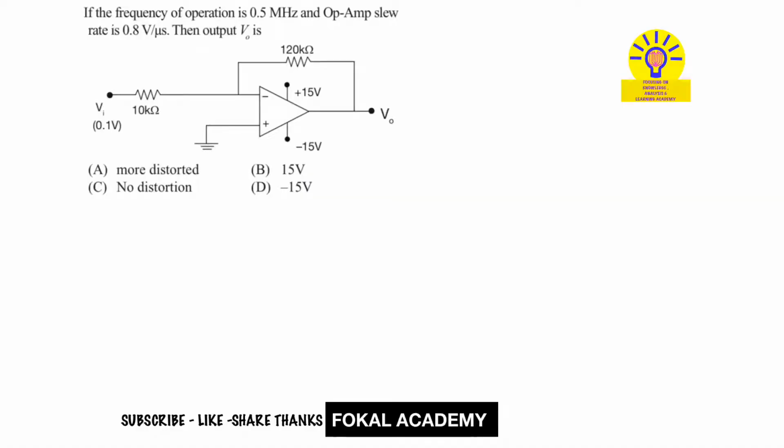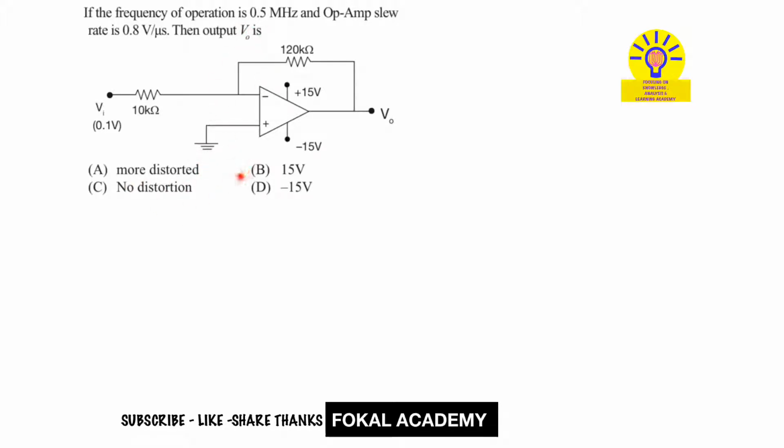See here, this is a very important problem in op-amps. If the frequency of operation is 0.5 megahertz and the op-amp slew rate is 0.8 volts per microsecond, then what is the output? Is it more distorted, no distortion, or 15 volts or minus 15 volts? For every op-amp there is a maximum frequency. If the operation crosses the maximum frequency, then the output voltage is more distorted. If it is less than the maximum frequency, there is no distortion in the output voltage.